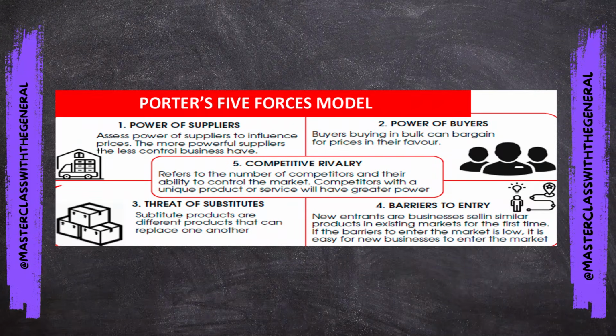Then let's look at the third one. Power of competitors. Refers to the number of competitors and their ability to control the market. Competitors with a unique product or service will have greater power. So under this point, we have to look at our competitors and see how many competitors we have. The more competitors we have, the less power we actually have, because it means our customers have more options. If they don't buy from us, they can easily buy elsewhere. But if we only have one competitor or we have no competition at all, then the power of competitors is very low, and that presents an advantage to the business.